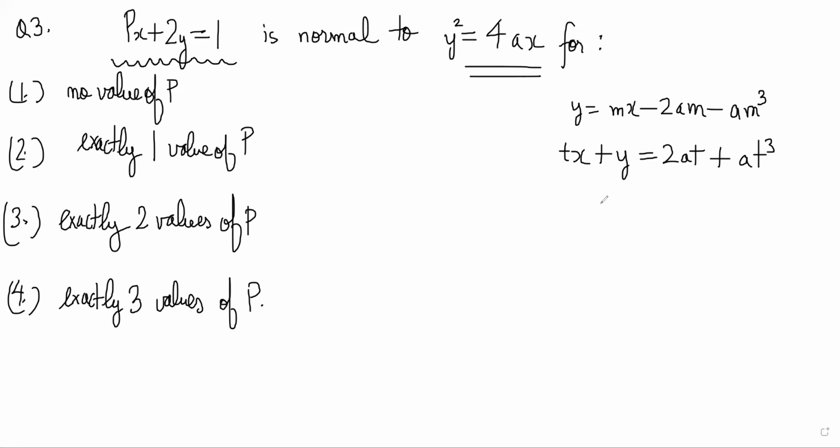There is a third form also, which is the one with a square x by x1, right? Yeah. So that form is not relevant here. We need a line equation which is normal, so either this or this. So px plus 2y is equal to 1 is normal to this. So you can say that this line must match either this form or this form, right? Yeah.